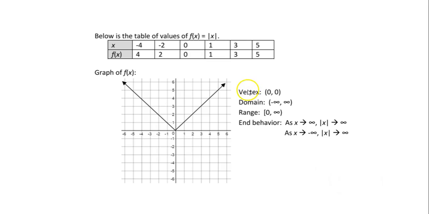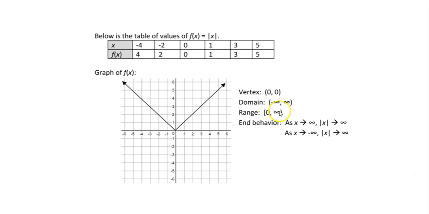The vertex of this function is (0, 0). It's the bottommost point in this case. The domain of this function is from -infinity to infinity. That means that we can plug in any number that we want into this function. From -infinity to +infinity, any number can go into the absolute value.